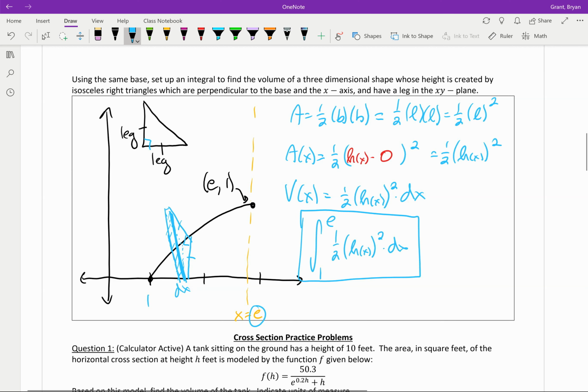So, long story short, what you really need to do here is you need to set up your area function first. The area function, I think, is the most challenging part. You need to know areas of any shape. It could be a trapezoid, rectangle, square, semicircle, some sort of triangle. Get that area function set up. Once you have your area function, dx to become volume, and then sum up your volumes with an integral.